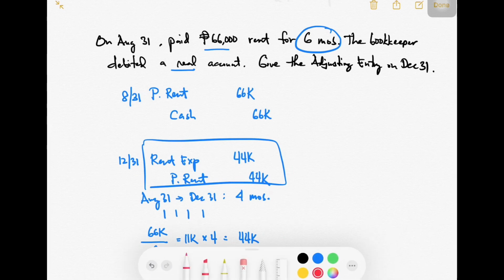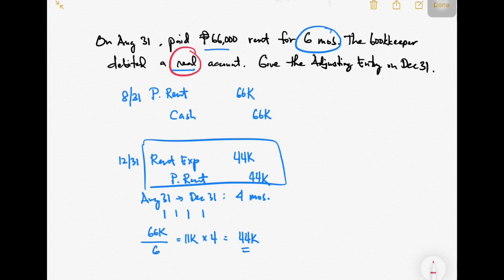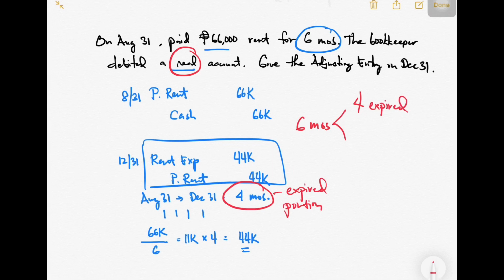And again, to elaborate on some discussion, if you are doing the asset method, because this is asset method, having recognized a real account, you are only concerned with the expired portion. This is the expired portion, right? Because given 6 months total, 4 is expired, 2 is unexpired, meaning you still have 2 months of prepaid rent come next year. So you are concerned with the expired portion.